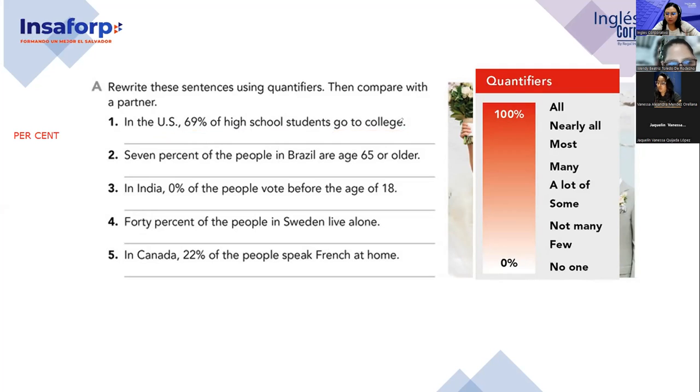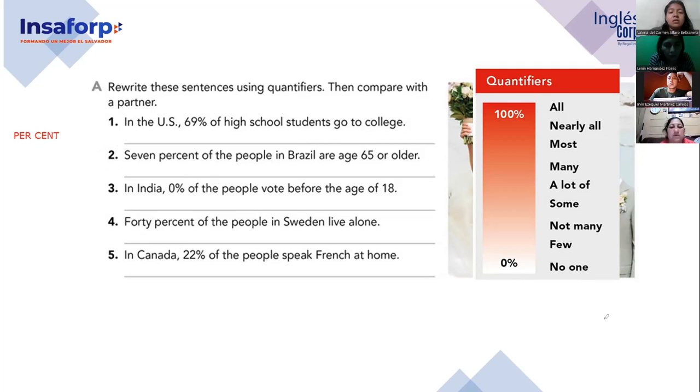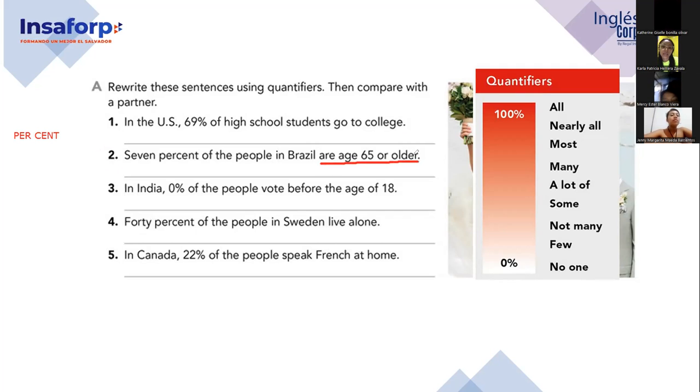All right, number two, Vanessa Alejandra. Thank you, Wendy. Can you read the information in number two? 7% of the people in Brazil are age 65 or older. Wow, imagine. They are talking about Brazil. 7% of people in Brazil are age 65 or older. Muy pocas personas adultas. Solo el 7% tienen de 65 en adelante.